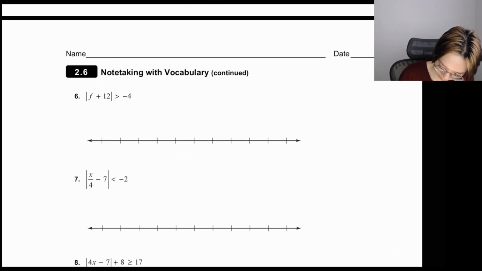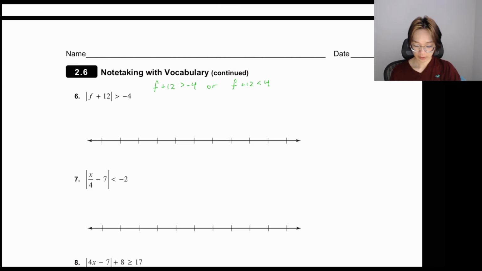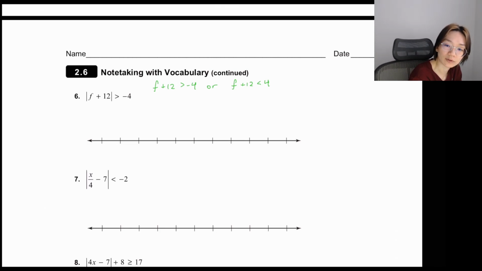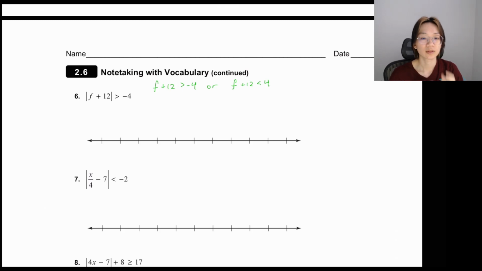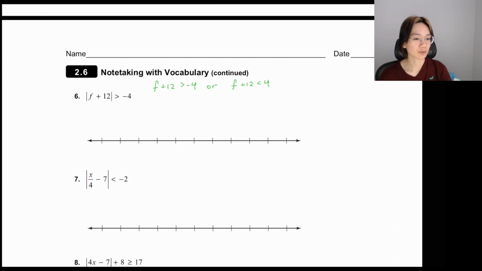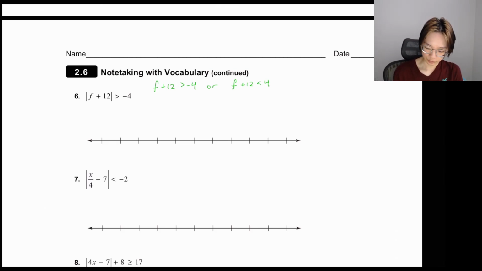That one is pink, so next is green. We have f plus 12 greater than -4, or f plus 12 is less than 4. Even though it's a negative number, there are still positive numbers greater than -4. So that's why we can still keep going. And just like before, when we're splitting it off into our compound inequality, the sign flips as well. So we have this staying the same, and we have this with a flipped sign and a flipped positive negative. It started negative, so now it goes positive.